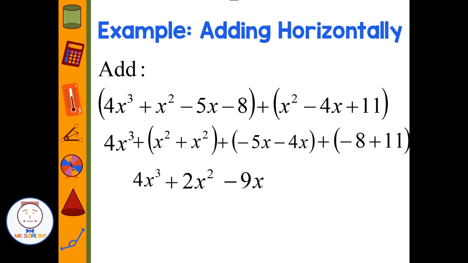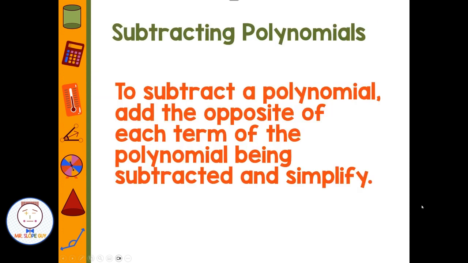And last we have negative 8 plus 11 is positive 3. Notice how we don't have any double signs. I didn't do plus negative 9x. I just wrote subtract 9x. So negative signs are going to do nothing but make your problem more difficult. So try to avoid those when you can.